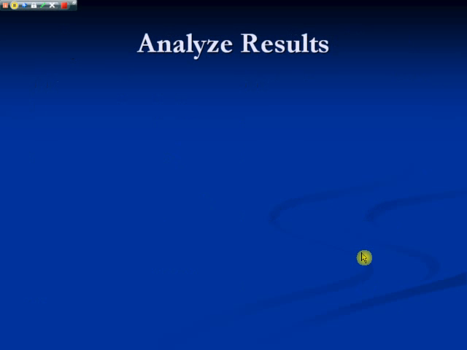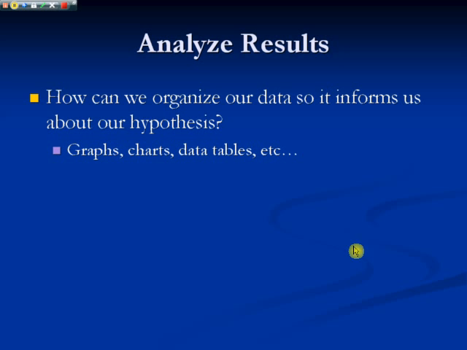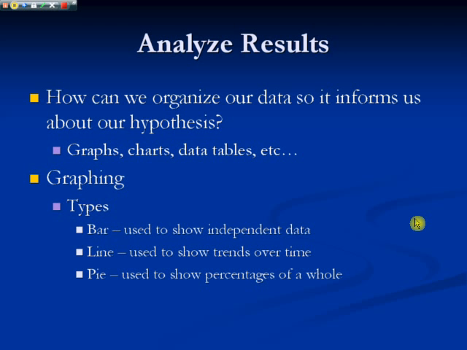The next step of your experiment is to analyze the results. We can organize our data so it informs us about our hypotheses, and we can do so using graphs, charts, data tables, etc. Now, when we talk about graphing, we have different types. We have a bar graph, which is used to show independent data. We have line graphs, which are used to show trends over time. And then we have pie graphs, which are used to show percentages of a whole.